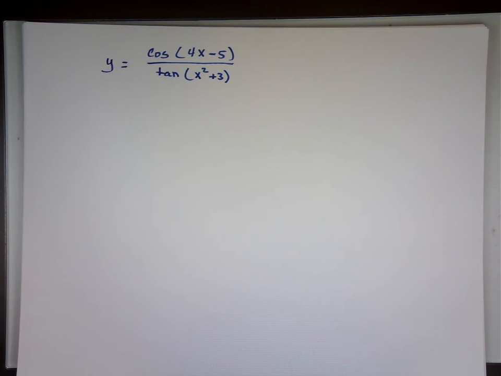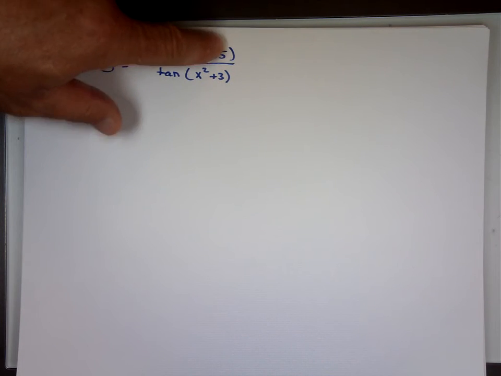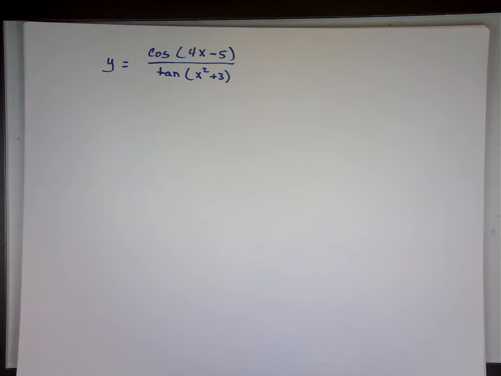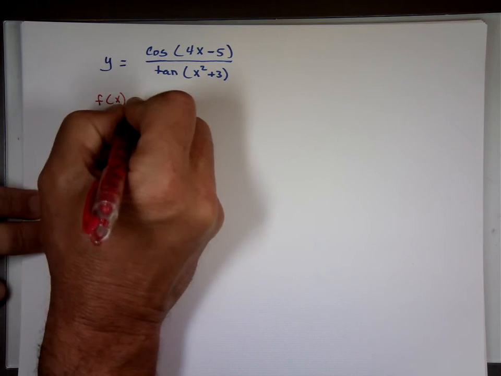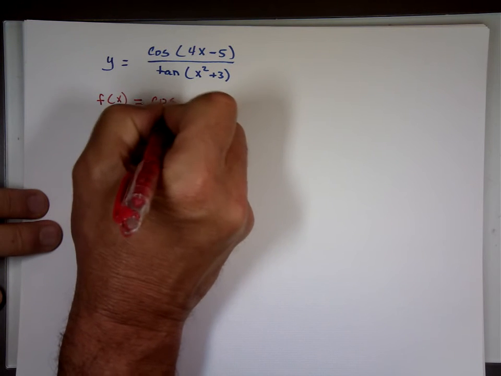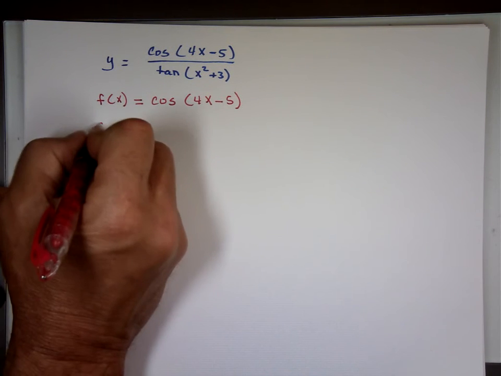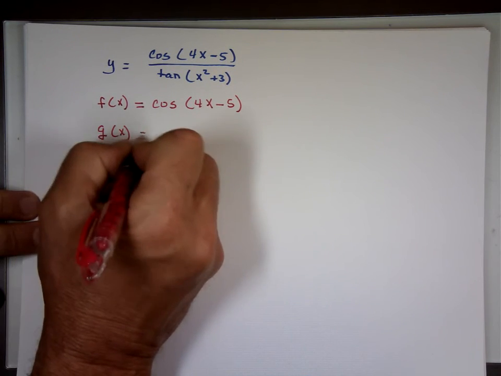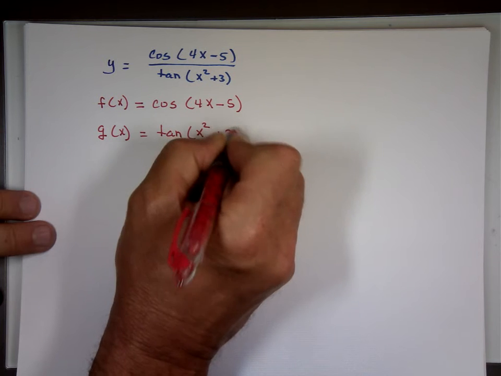Notice these two are not the same. Intentionally, I made sure one is 4x minus 5 and one is x squared plus 3, which means you can't simplify them. So we have to use what rule? Quotient rule. F is the top, g is the bottom, and I won't simplify it. F is the top, that's cosine of 4x minus 5. G is the bottom, tangent of x squared plus 3. The quotient rule.